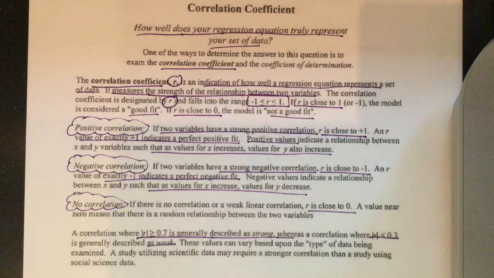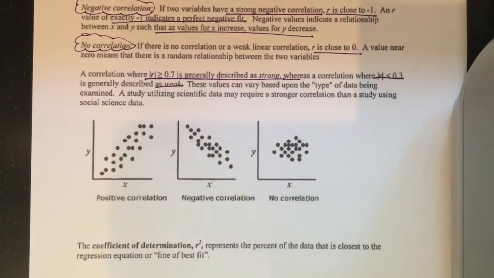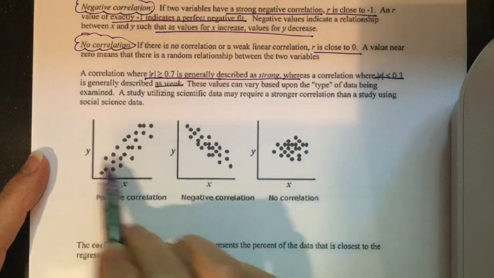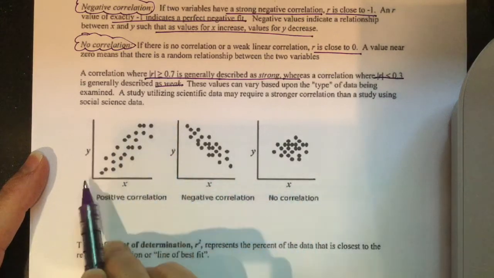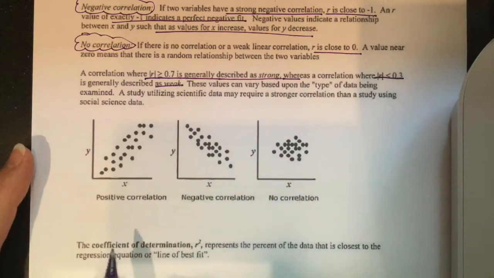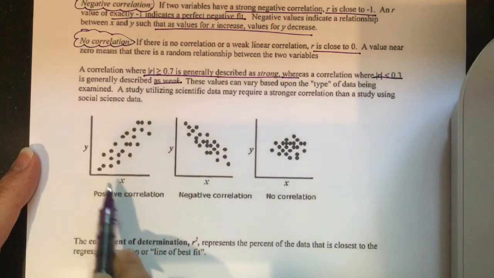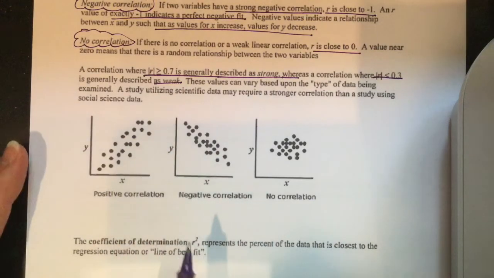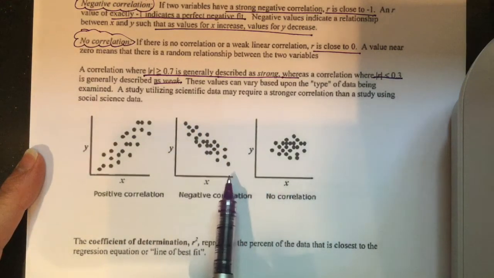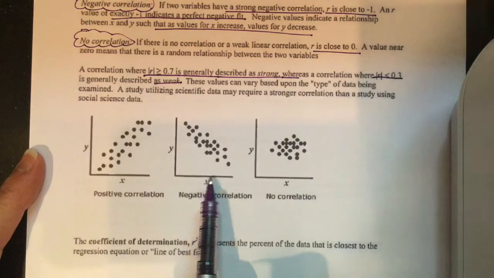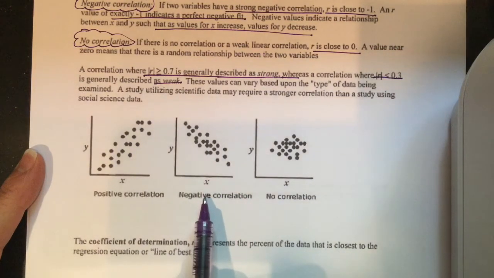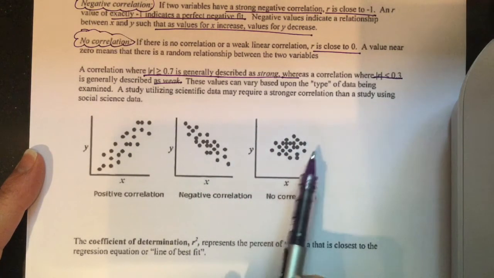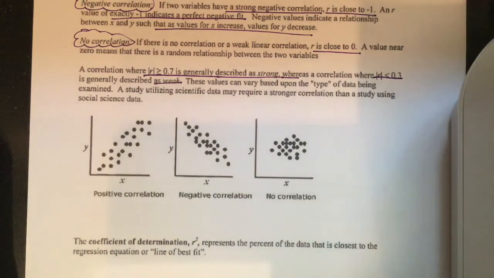We're going to look at some scatter plots here. Notice that it's fairly close together. It's going in a positive direction, so this would be a positive correlation. As x increases, y also increases. Here, pretty close together. As x increases, y decreases, so that's our negative. Here it's kind of spread out, so there is no correlation.